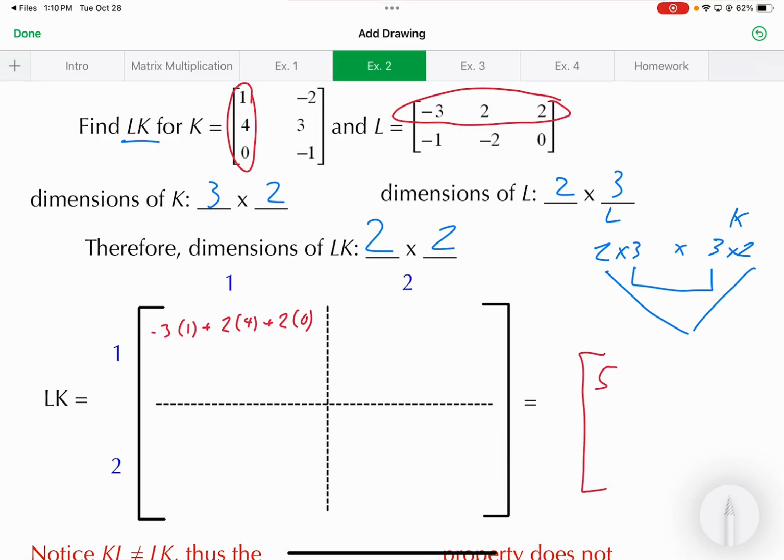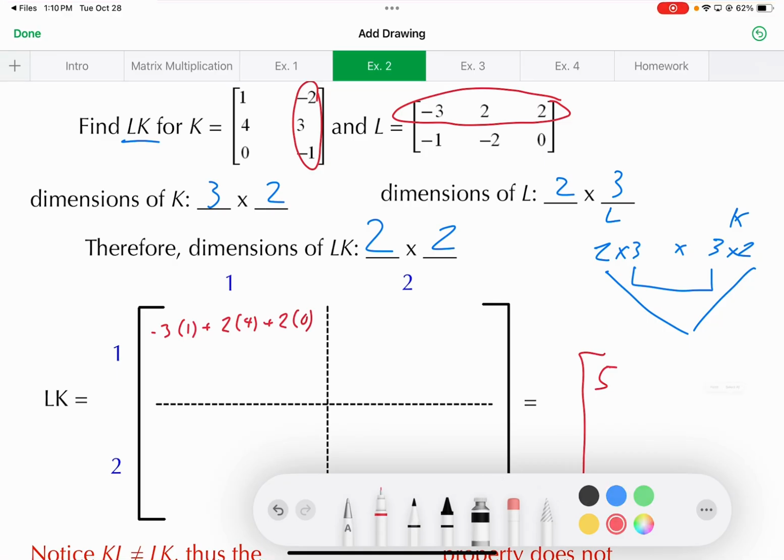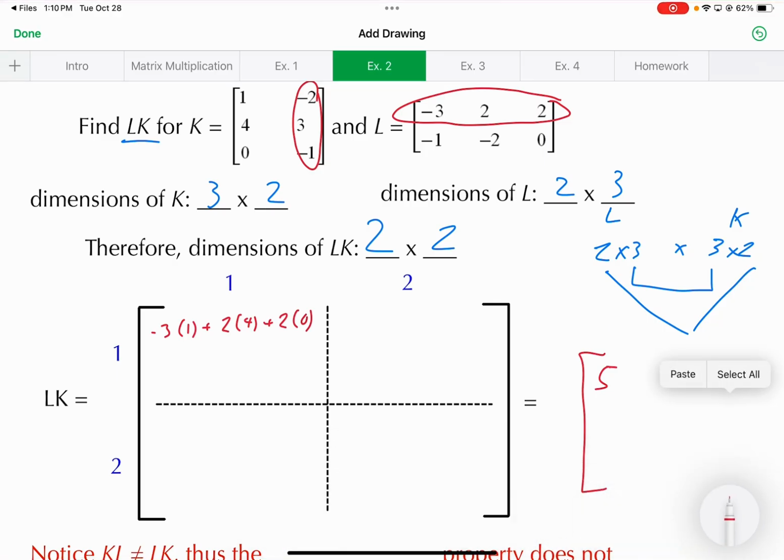All right, I apologize. Okay, so I'm staying in the top row, but I'm now moving to the second column. So I'm going to change this marker over here and then multiply those corresponding values by each other. So when I do that, -3 times -2, which gives me 6, plus 2 times 3, which gives me 6, and then plus 2 times -1, which would be -2. All right, 6 and 6 is 12, -2 is going to give me 10.